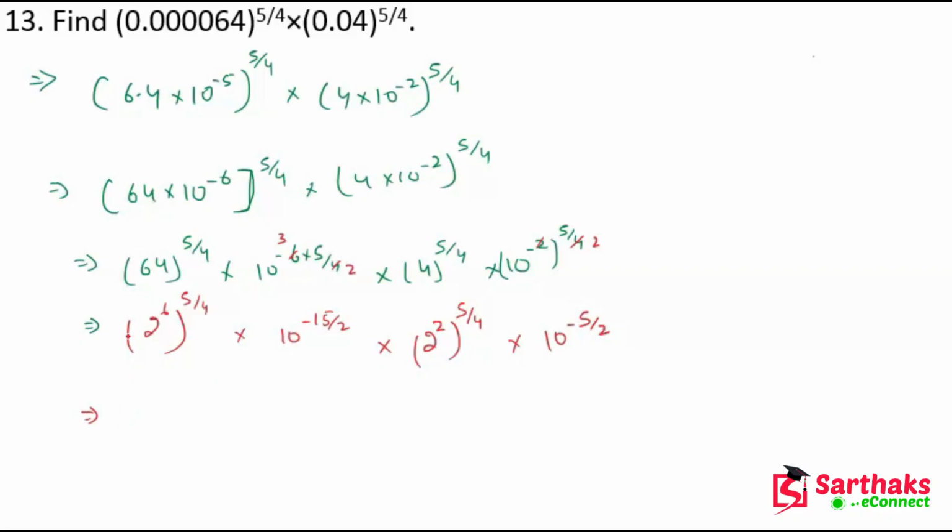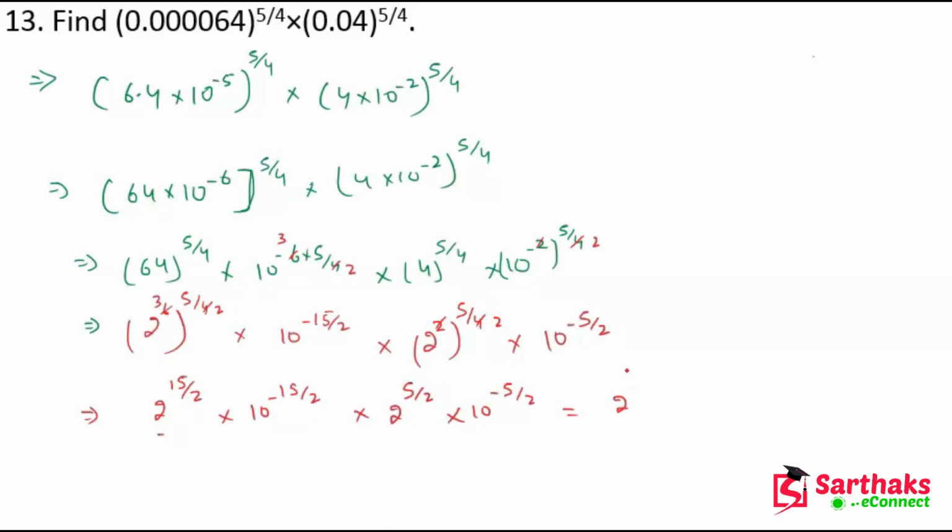Okay, so here if you observe these, again we can divide 6 by 2 in 3 times and we can divide 4 by 2 in 2 times. So here we get 2 raised to power 15 upon 2 into 10 raised to power minus 15 upon 2, and this will again be cancelled by 2 times. So here we get 2 raised to power 5 upon 2 into 10 raised to power minus 5 upon 2. Now here the base is same, then power will be added.